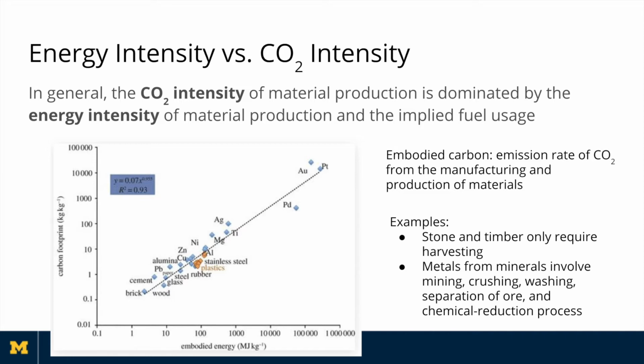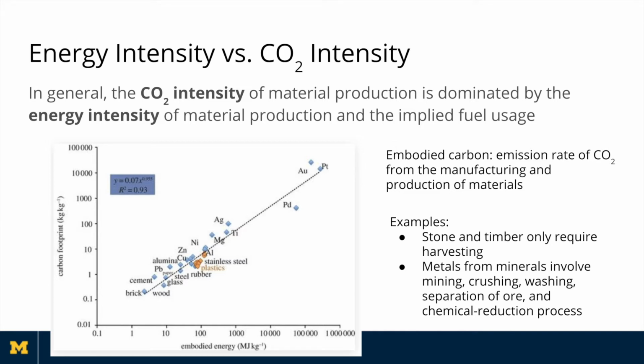The early material production processes are relatively simple. They only require harvesting, like for stone and timber, or mixing and heating, like for bricks. Metals or minerals, on the other hand, involve mining, crushing, washing, separation of the ore, and a chemical reduction process. Many metal ores are either oxides or compounds with sulfur that are converted into oxides. The reducing agent for these oxides is usually carbon, yielding a final product including refined metal from CO2 gas.